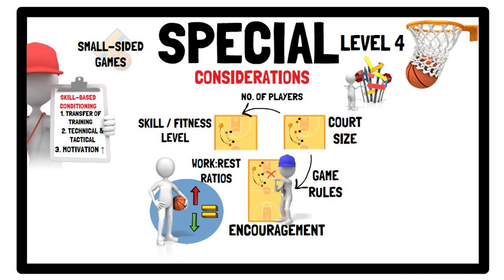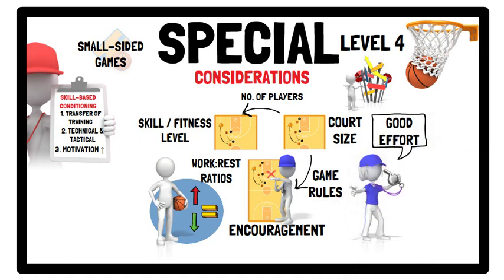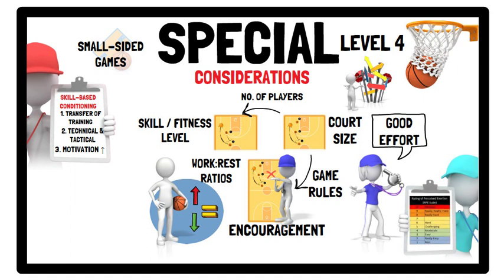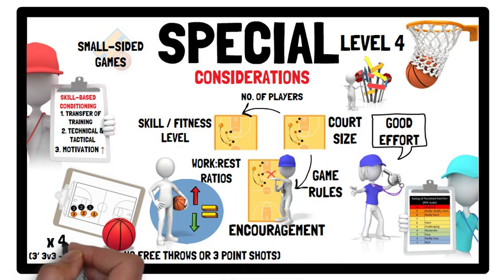Also, player encouragement and motivation provided by the coach has been shown to achieve greater training gains and adherence when using small-sided games. To help achieve target exercise intensities during small-sided games, the assessment of players' rating of perceived exertion can be used. An example of a small-sided game could be 3 minutes of 3v3 using a full court with no free throws or 3-point shots. And this could be done 4 times.